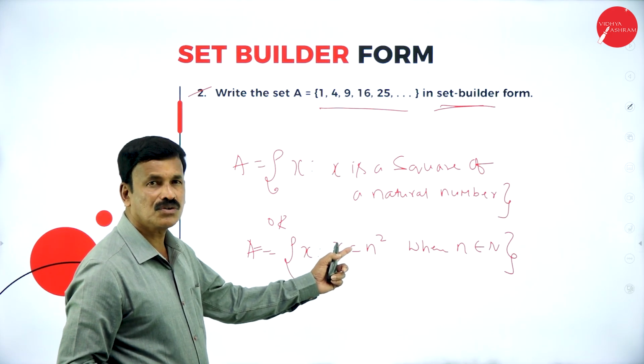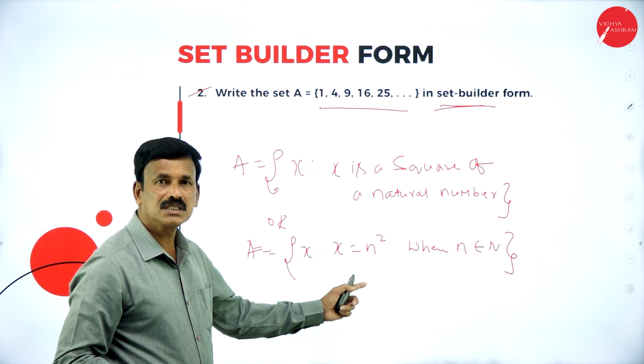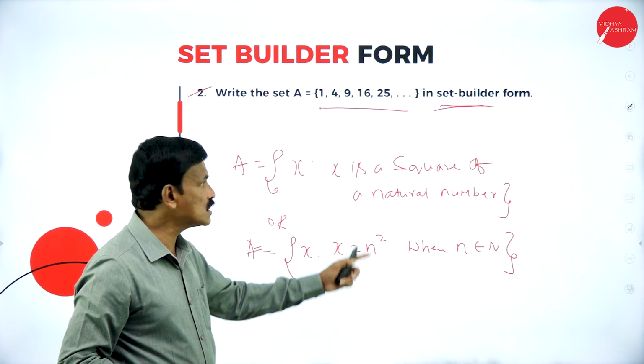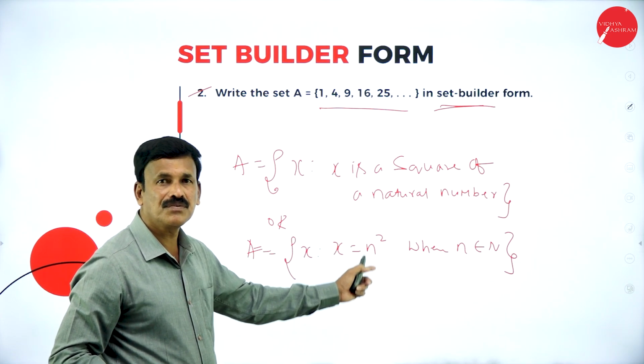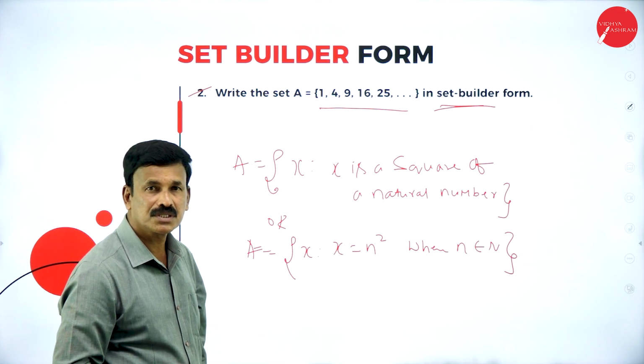So if you take n equal to 1, 1 squared is 1; n equal to 2, 2 squared is 4; n equal to 3, 3 squared is 9; n equal to 4, 4 squared is 16. If you put n equal to 5, 5 squared is 25, etc. This is how we are going to represent it in the roster form.